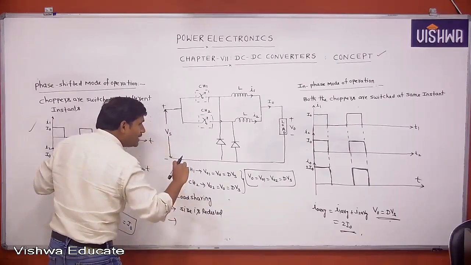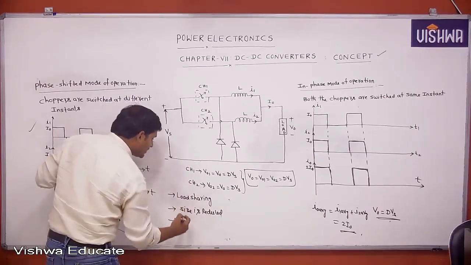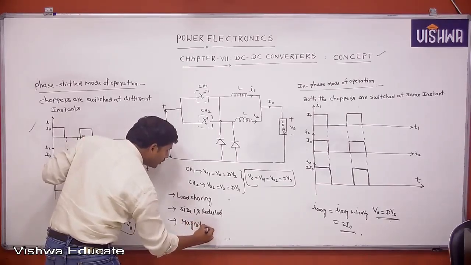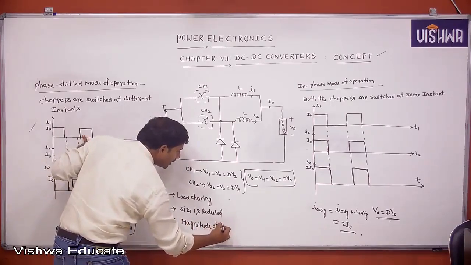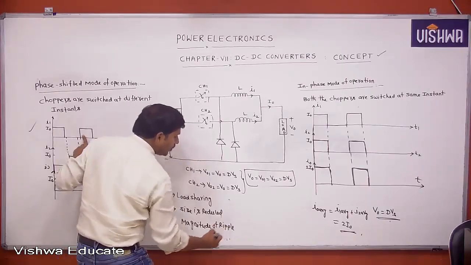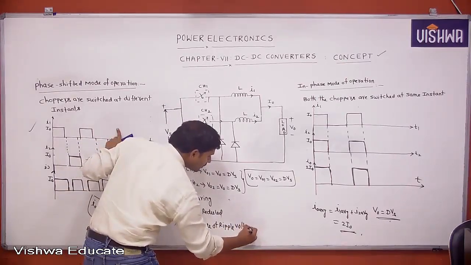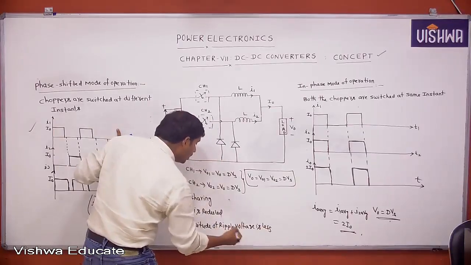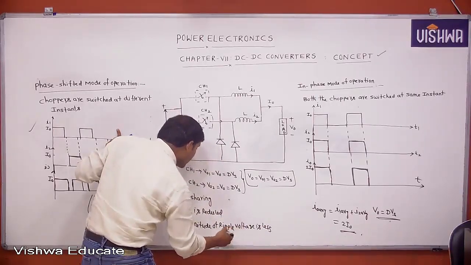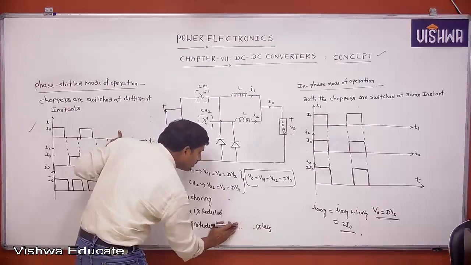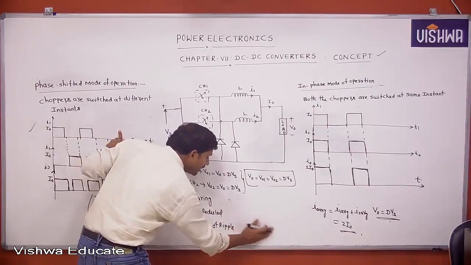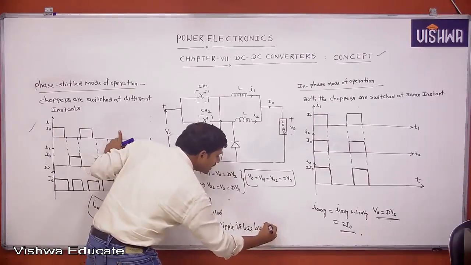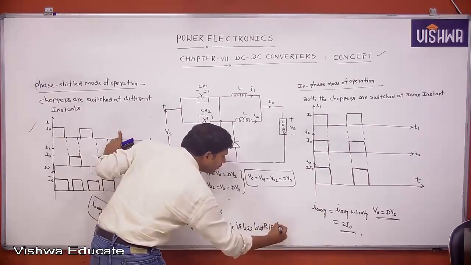The magnitude of ripples is less, that is, ripple voltage is less. It may be ripple voltage or ripple current, but the ripple frequency is high.